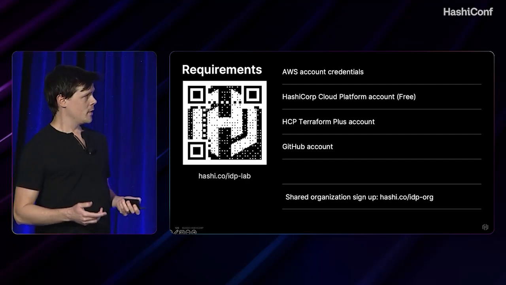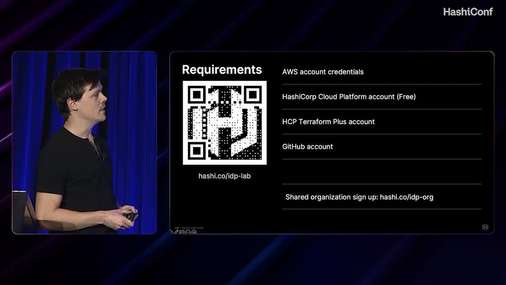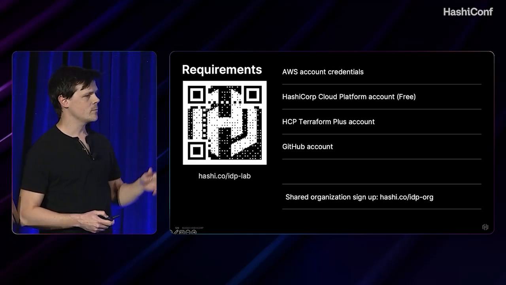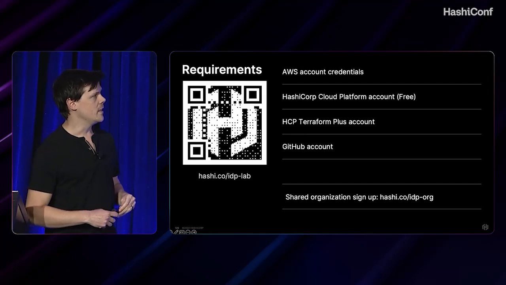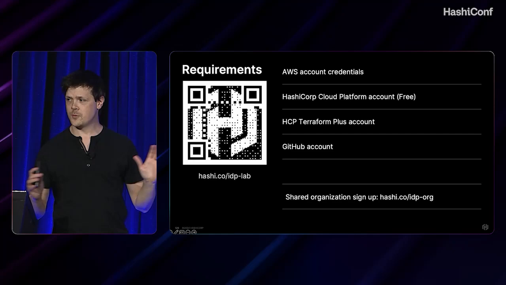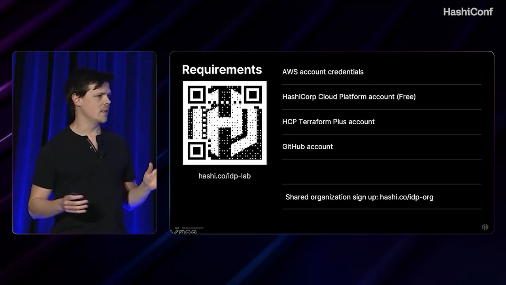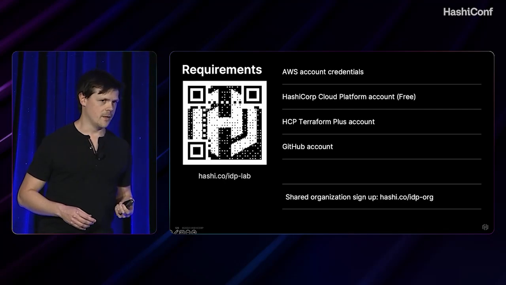If you are joining us in running through this today, there's a few things you'll need. You'll need an AWS key pair. So we're going to deploy a couple things into AWS. You need a HashiCorp Cloud Platform account. Just a free account is fine. So if you don't have one, you can go sign up. And you'll need an HCP Terraform Plus account.